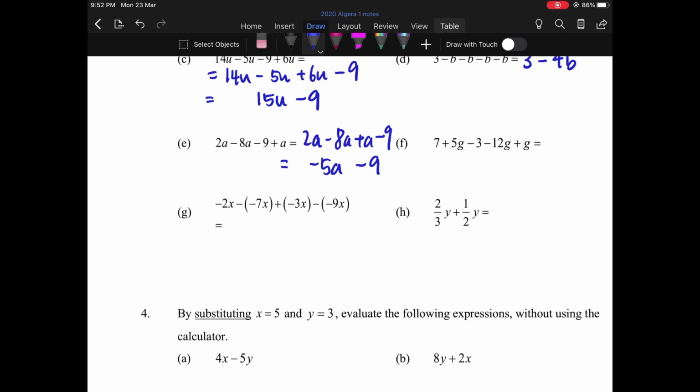Next, we can group up the like terms together, all the g's first. So positive 5g, subtract 12g, plus 1g. And then you only need to add 7, subtract 3. So with the g's, 5 minus 12 plus 1, you'll get negative 6g. And then positive 7, subtract 3, you will get positive 4. You can write your answer this way, or you can write it as 4 minus 6g.